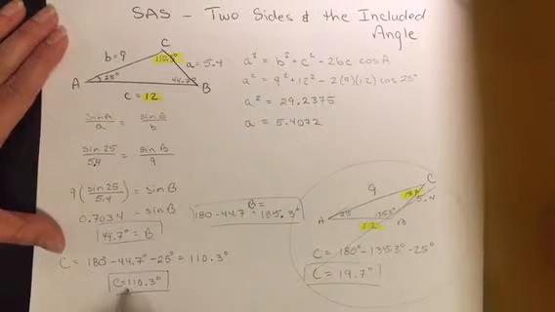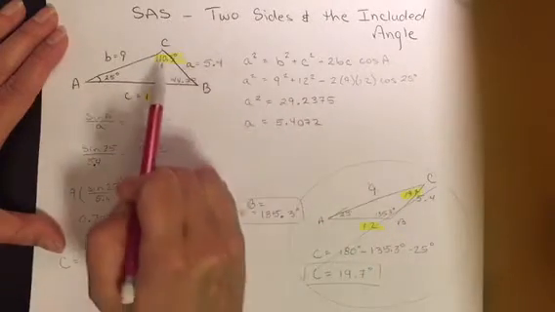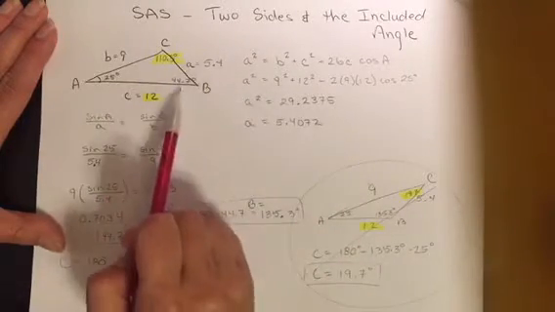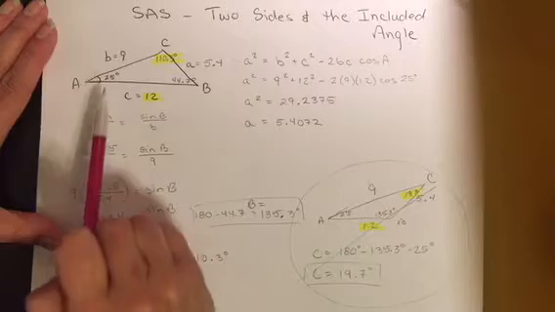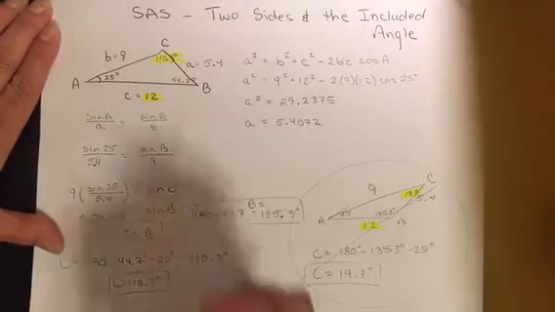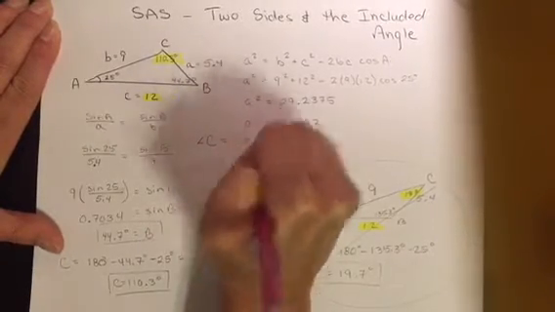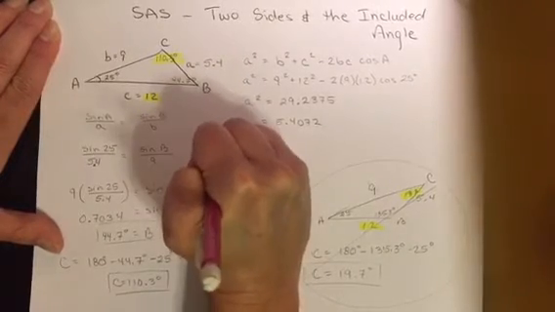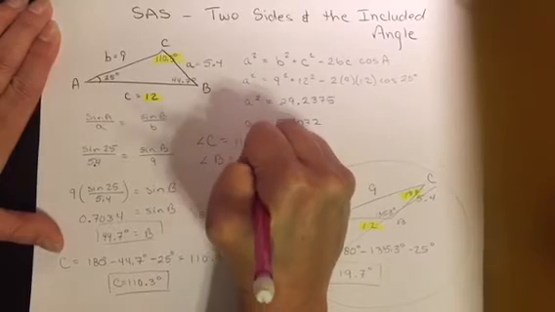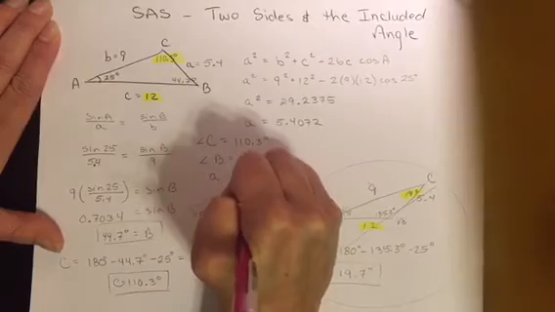So what is actually correct is this one right here. Angle C is 110.3 degrees. Angle B is 44.7 degrees. Angle A was given. So my final answers would be angle C equals 110.3 degrees, angle B equals 44.7 degrees, and a equals 5.4.